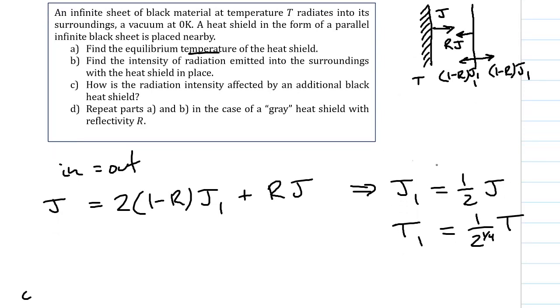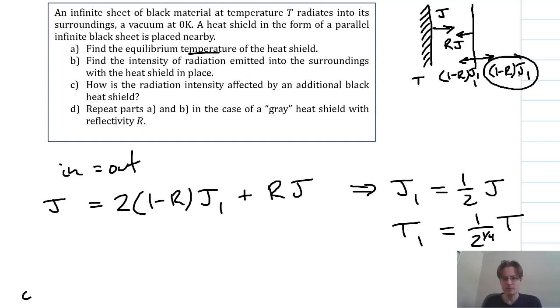However, it means that J1 is the T to the 4th emission rate. We're asked to find the intensity of radiation emitted into the surroundings with the heat shield in place. That's 1 minus R times J1. So this gives our answer for part A.